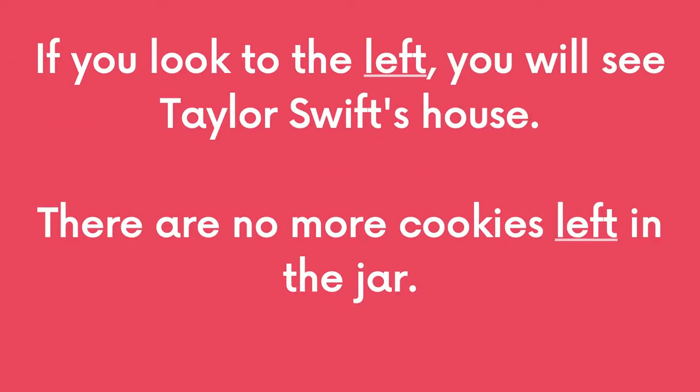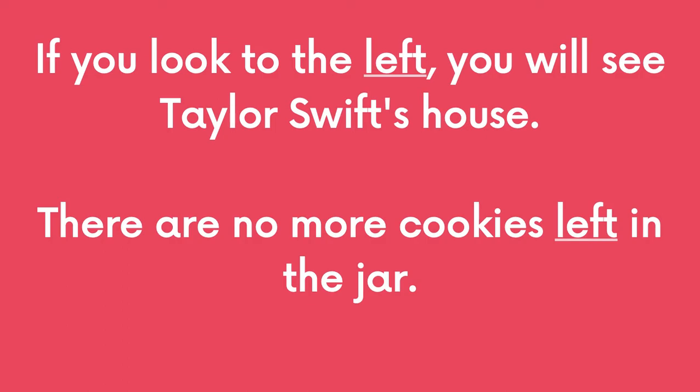Okay, so the first sentence says, if you look to the left, you will see Taylor Swift's house. So this is the directional use of the word left. So maybe you are taking a tour of stars' homes in Hollywood, and the tour guide says, look to the left and you'll see so-and-so's house, or look to the right and you will see whatever monument is to the right. So the person is telling you directionally where you need to look.